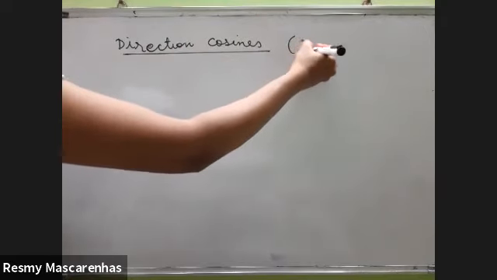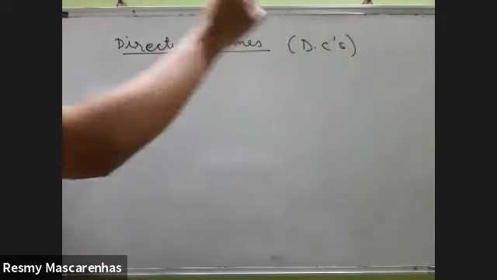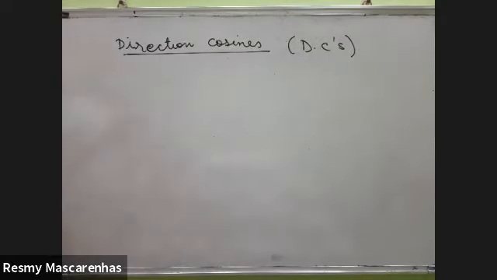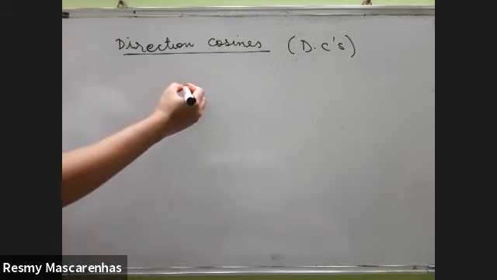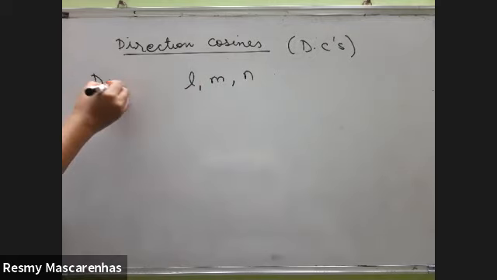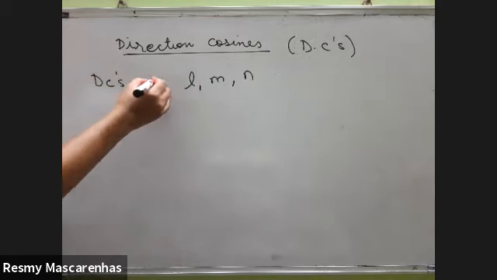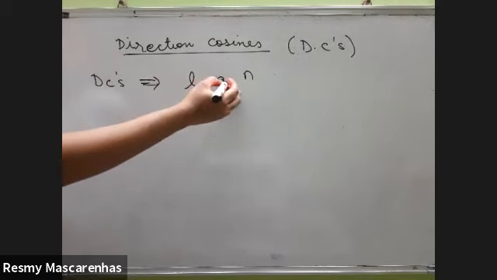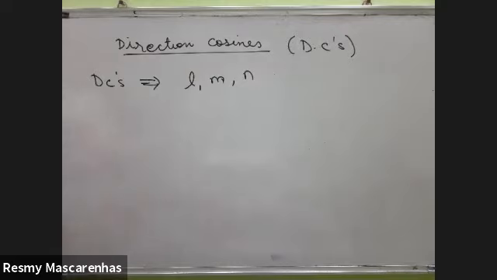At some places they will simply write DCs, which stands for direction cosines. If you already know your direction angles, you can automatically find the direction cosines. Usually we write them in the form L, comma, M, comma, N. DCs are usually written like this: first cosine, comma, second, comma, N.